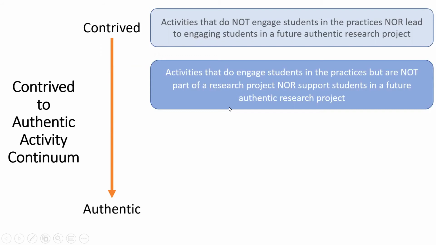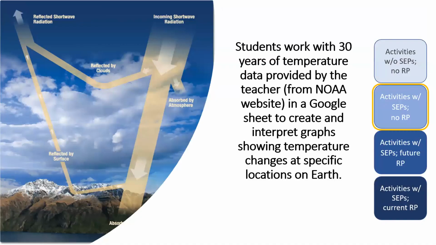This is the category where students are engaged in the practices in the activity, but it is not part of an ongoing research project, nor are students working on a future authentic research project where this would be preparing them for that. An example of that would be students work with 30 years of temperature data provided by the teacher. This data came from, say, the NOAA website, which is where most of our climate and weather data is collected. It is provided to the students in a Google Sheet to create and interpret graphs showing temperature changes at specific locations on Earth.